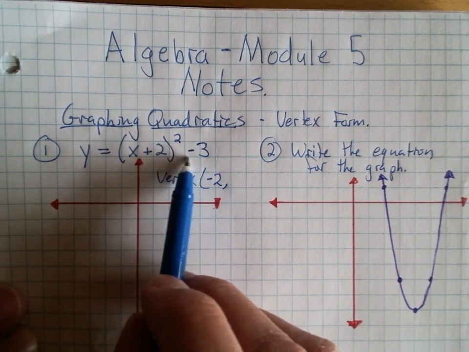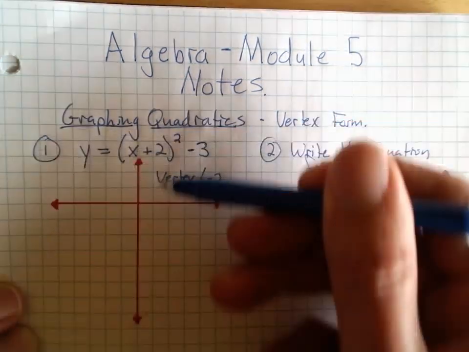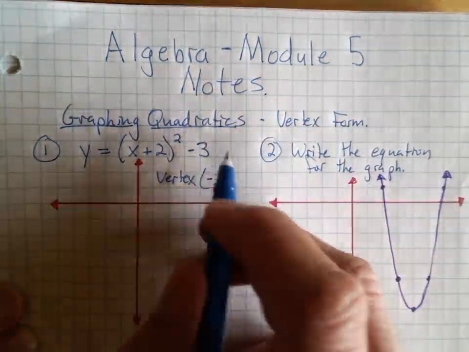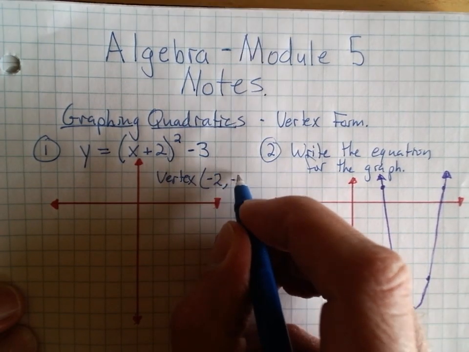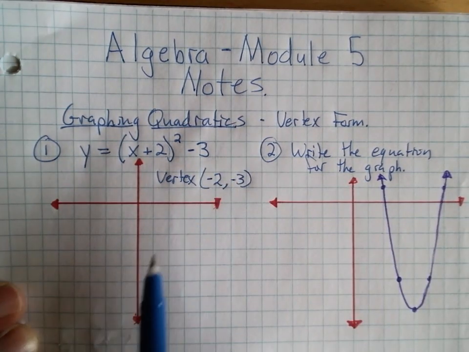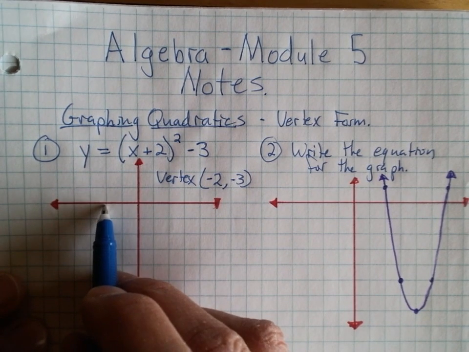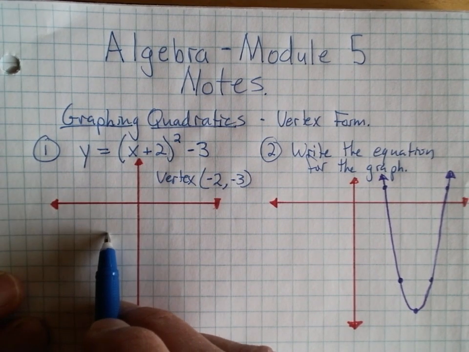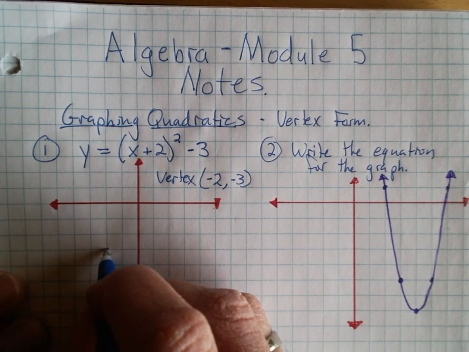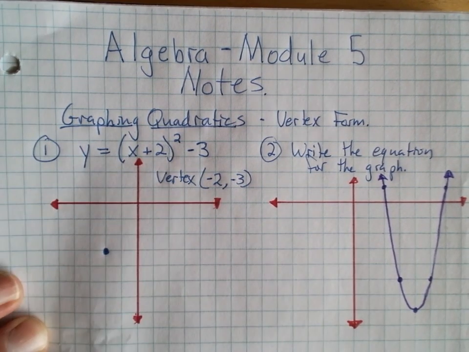And then the number outside is our shift vertically, okay? So that means we're going to go down 3. So our graph vertex is going to be -2, 1, 2, 3. Going to be right here is going to be our vertex, all right?